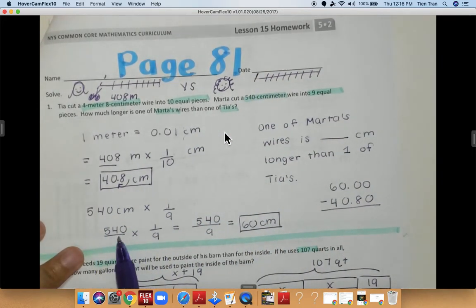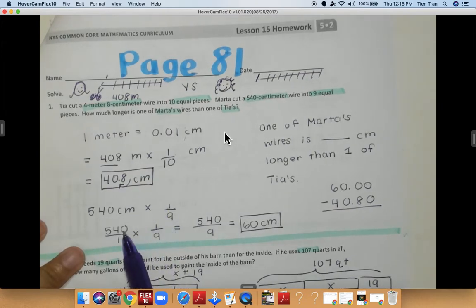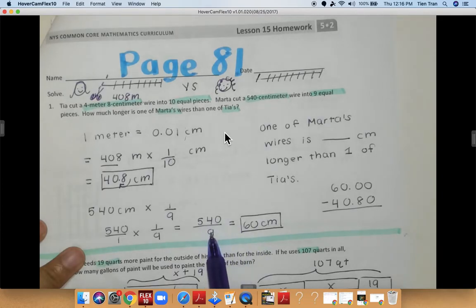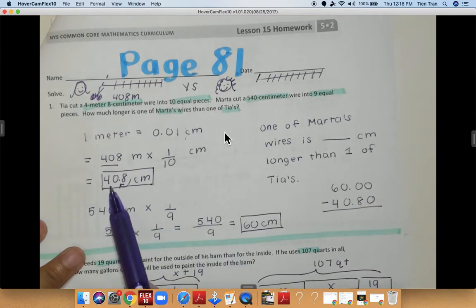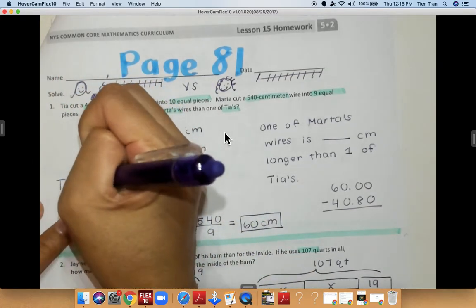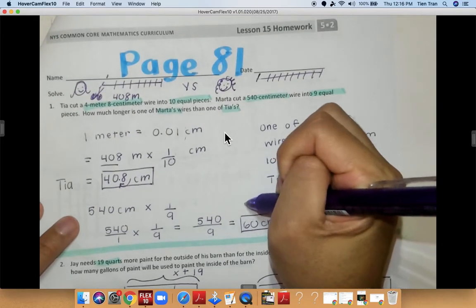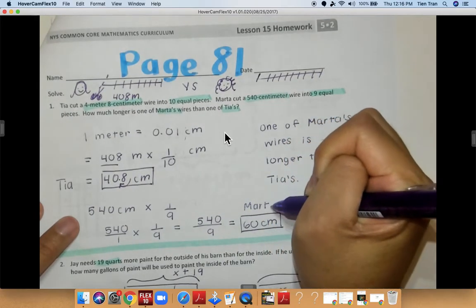So I have 540 times 1/9 because I'm dividing. So 540 divided by 9 is equal to 60 because 54 divided by 9 is 6 and then add my 0, I get 60 centimeters. So now I know this one is Tia's measurement and this one is Martha's measurement.